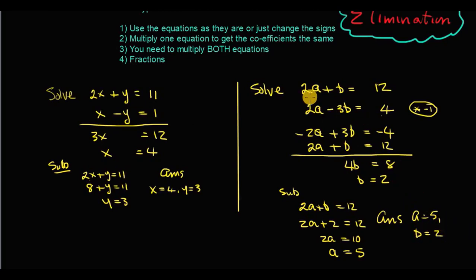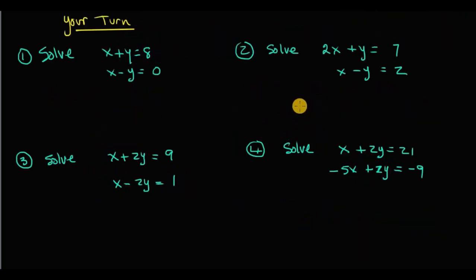Let's have a look and see if that works. 2 5s is 10 plus 2 is 12. 2 5s is 10 minus 3 2s, which is 6, and that gives me 4. So that's the correct answer there. Okay, pause the video, have a go at these four questions, and when you're ready, press play and see what the solutions are.